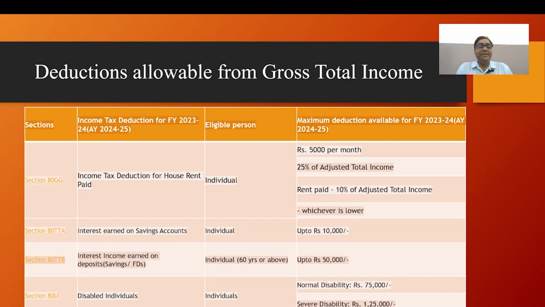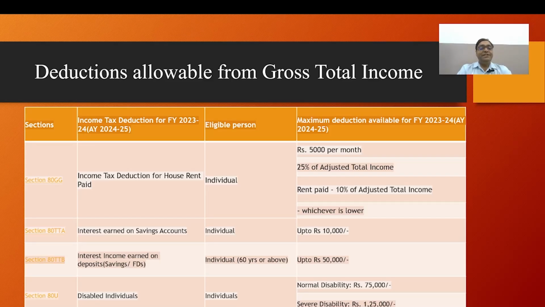And section 80TTA, interest earned on savings accounts. This is very important. If you have a savings account and you earn interest on it, it is eligible for an individual person, not the HUF. The maximum deduction is 10,000 rupees. If you earn more than that, you will have to pay the tax.